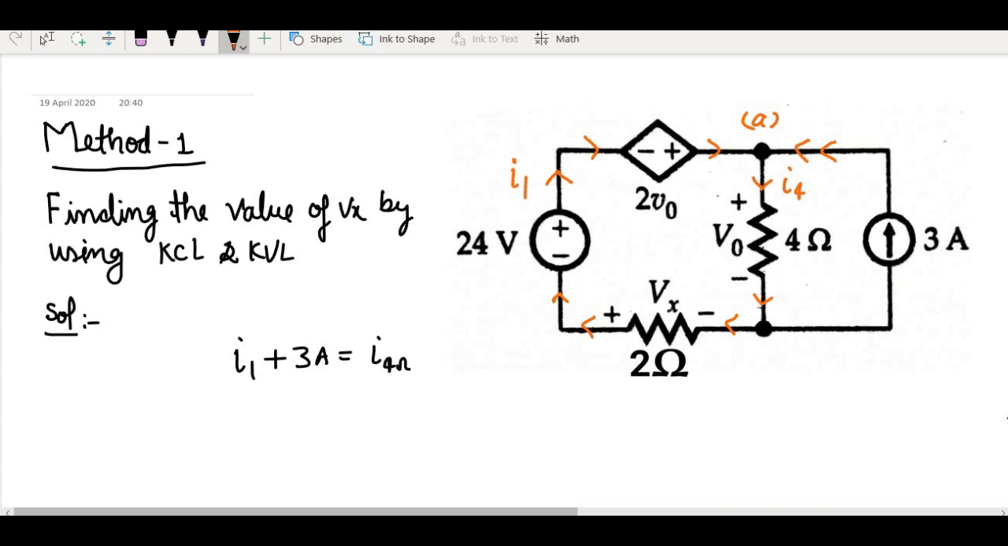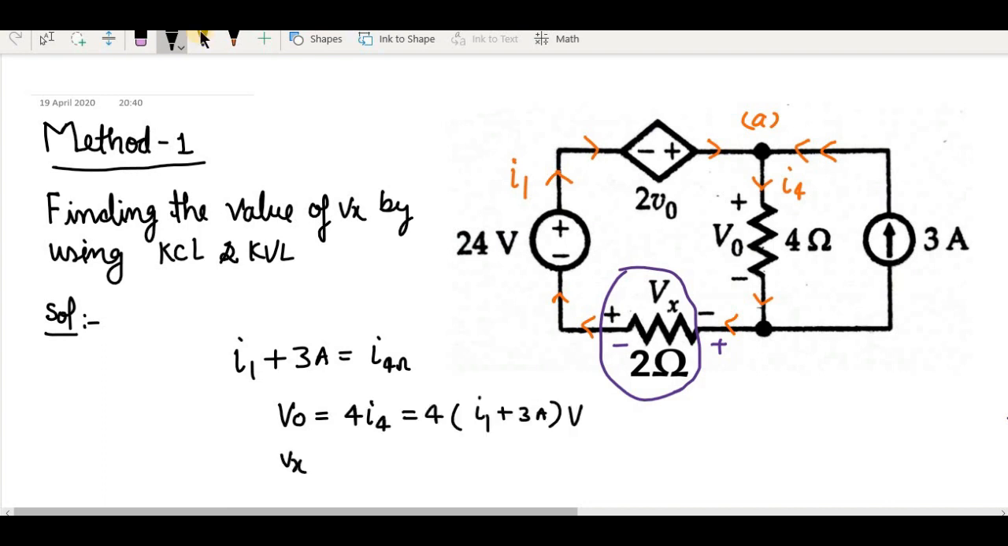Now the potential drop Vx will be here, from plus to minus, because current flows from high potential to low potential. So Vx will be equal to minus 2 times I1, because Vx is opposite to the potential drop due to the current I1.